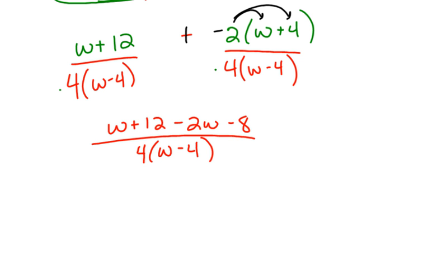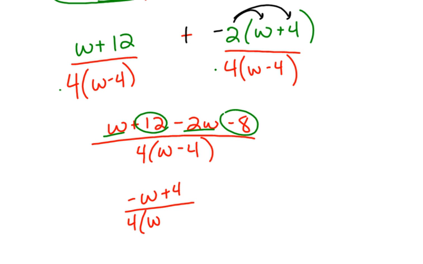So I'm not done. I have to actually combine like terms now. So I would combine my w, so I'm going to add a w and a negative 2w and get negative w, and then 12 and a negative 8 would give me a plus 4. Hopefully that makes sense to you. And then I would see if there's anything that I could cancel top to bottom. You can think of this as being in its own parenthesis if that helps you.